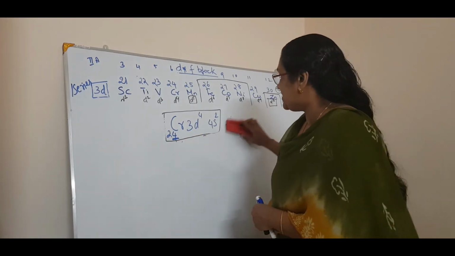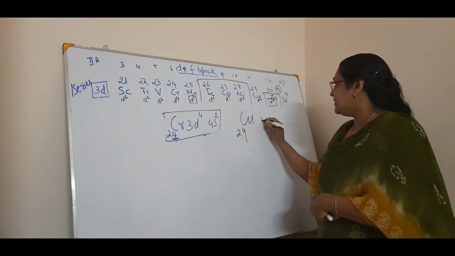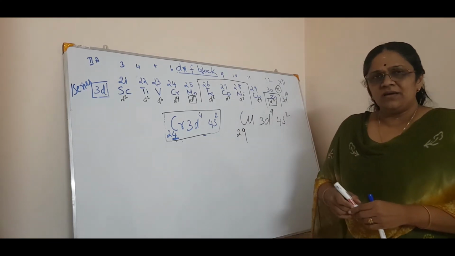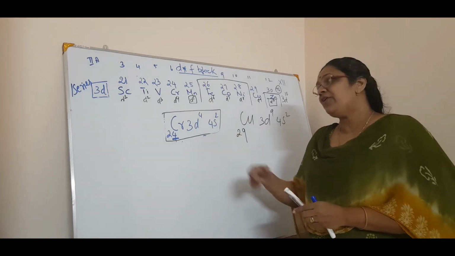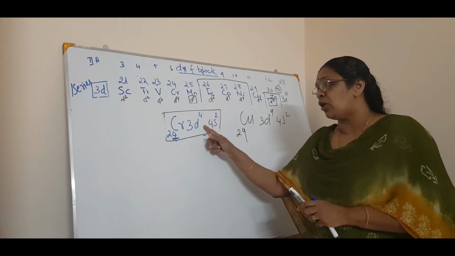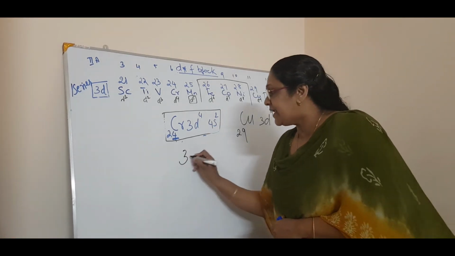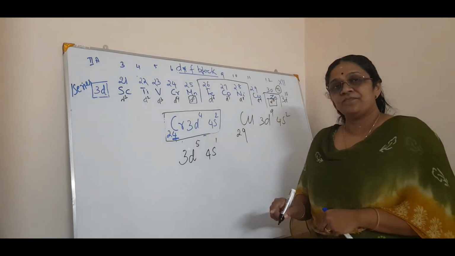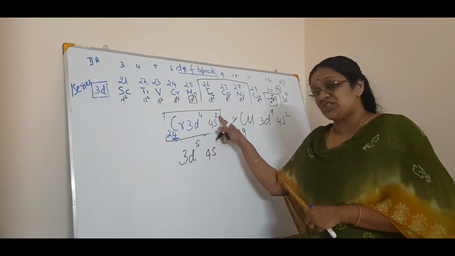Now we will see chromium as well as copper. Copper is 29, that is 3d9 4s2. Is there any logic behind it? If you see the electronic configuration of chromium, it is not like this. Then it will be like 3d5 and 4s1. See, this is 3d4 and this is 4s2.